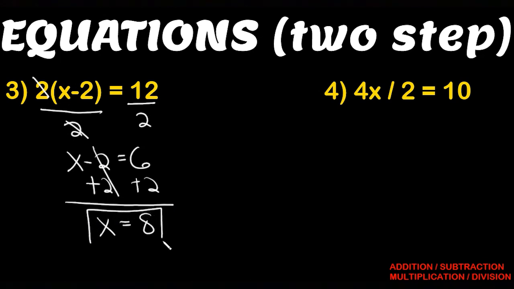And we can do a quick check here. So 8 minus 2, I get 6. And then times 2, yes, I do get 12. Right, so that works out. Okay, so let's go to number 4.